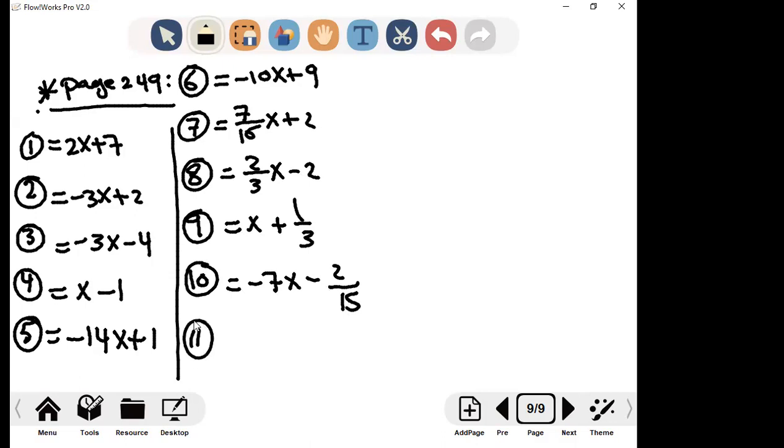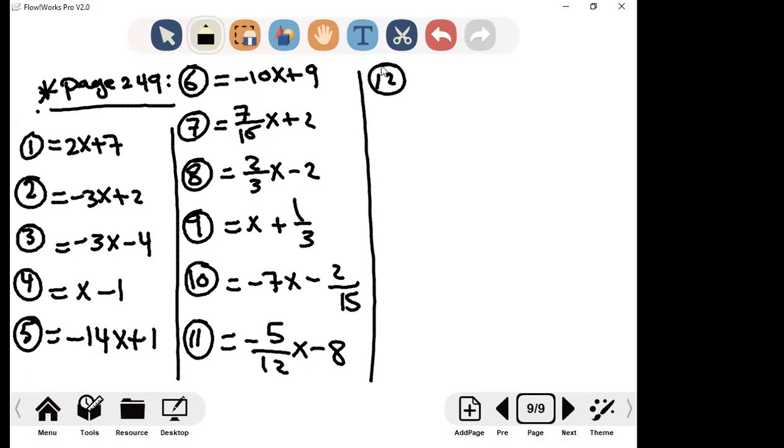Question 11, negative 5 over 12x minus 8. Question 12, negative 9x minus 7 over 9. Question 13, I will do it by steps.